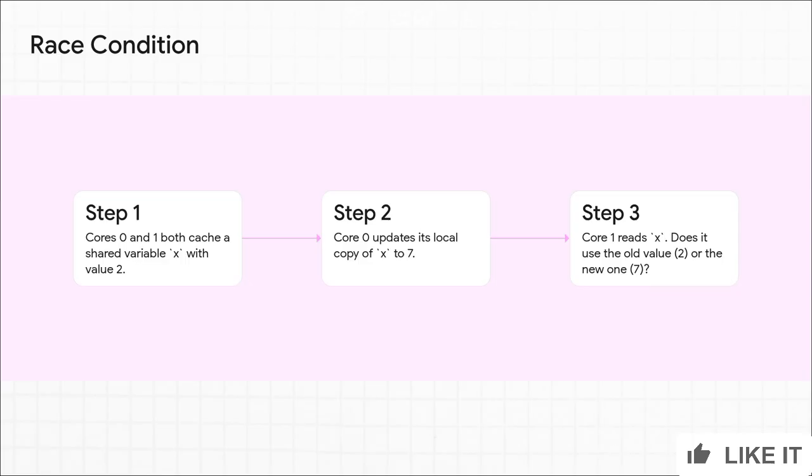A moment later, Core 1 needs to use X. So which value does it use? Does it use its own local copy, which is now wrong, it's stale data, or does it somehow know about the new value of 7? That is the cache coherence problem in a nutshell.